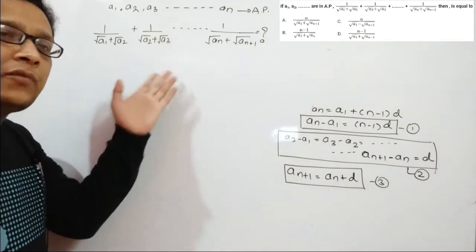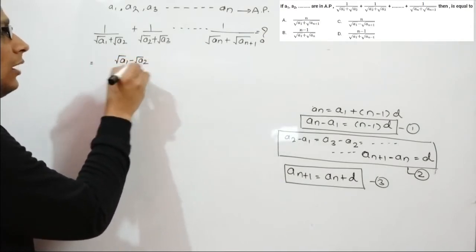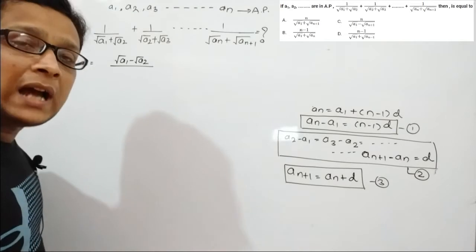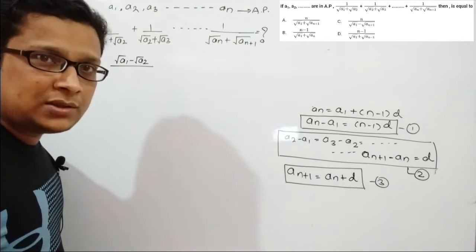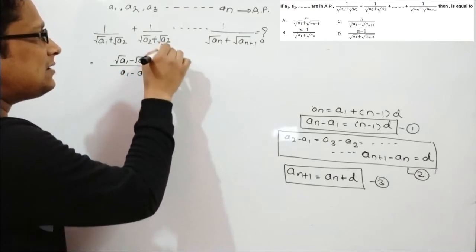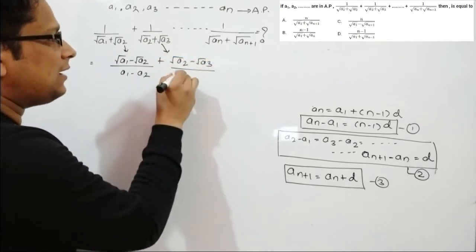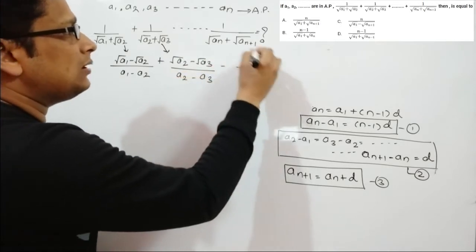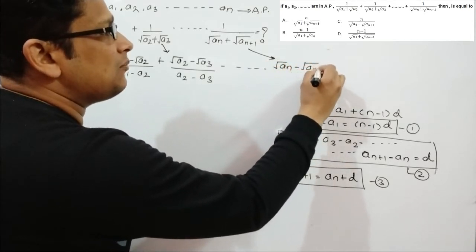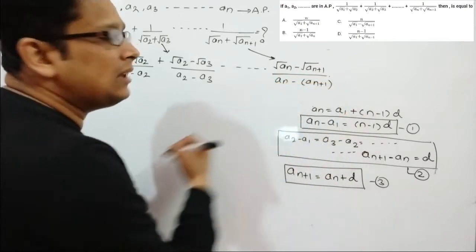So after rationalization, what do we get? We get the square root of a1 minus the square root of a2, divided by, in the denominator, (a plus b) and (a minus b), so we use the identity a square minus b square. This can be written as (a1 minus a2), plus the next term, the square root of a2 minus the square root of a3 divided by (a2 minus a3). And so on, this term can be written as the square root of an minus the square root of a(n plus 1), divided by an minus the (n plus 1)th term.